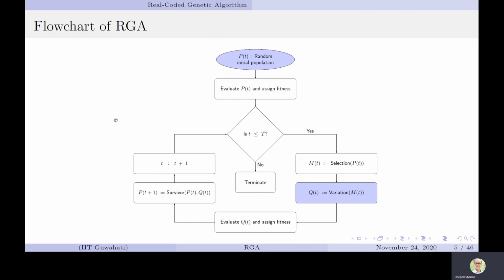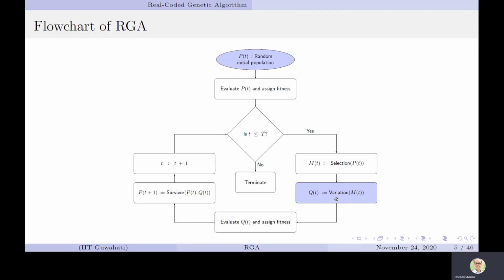This flowchart is familiar to us. Why? Because this flowchart is the same as the binary coded GA. Now we are going to make changes at two places. The first is when we are generating the random values of the x1, x2 variables, they will be real numbers. But in binary coded GA, it was a binary string like a 0101 pattern. So the variables will be represented directly as real numbers.